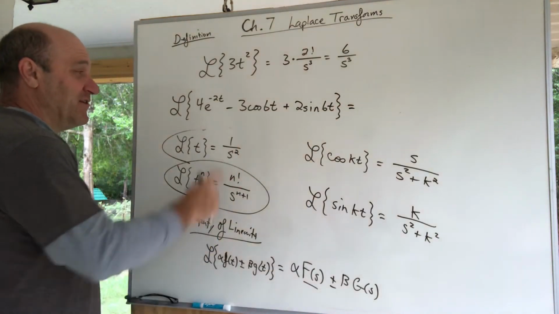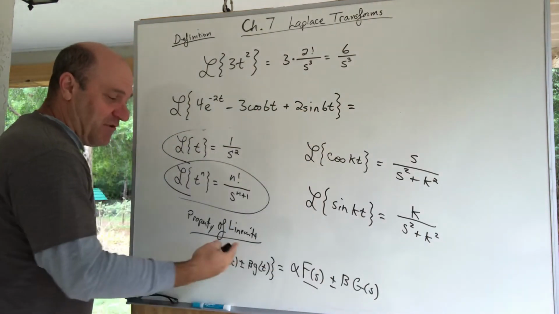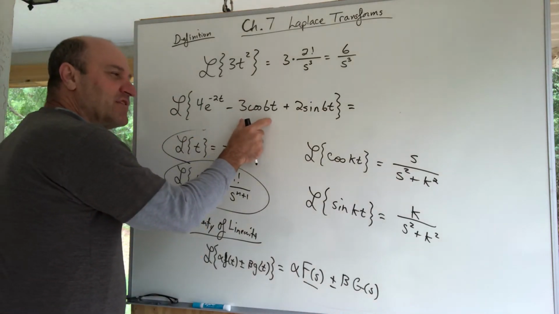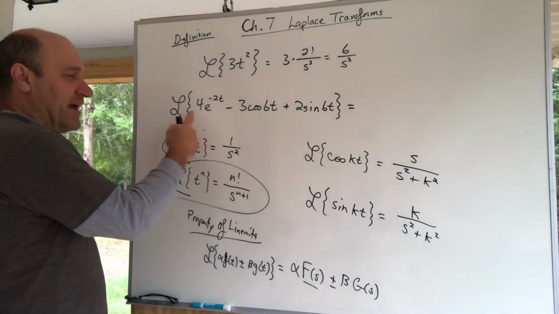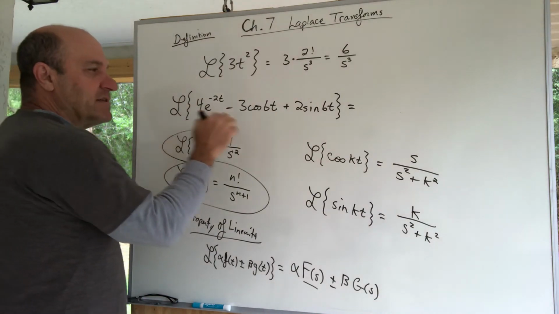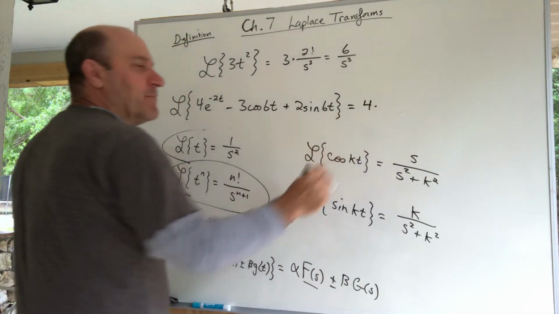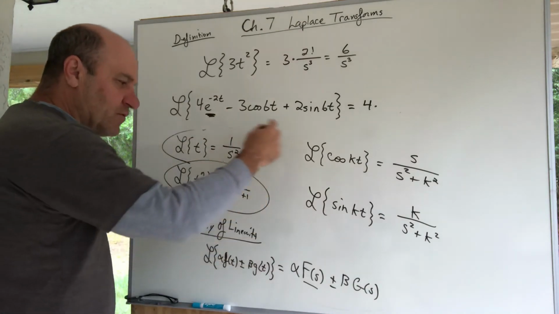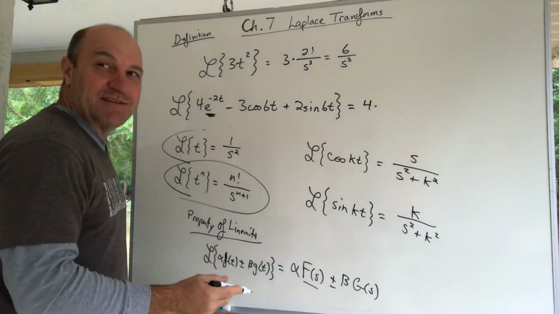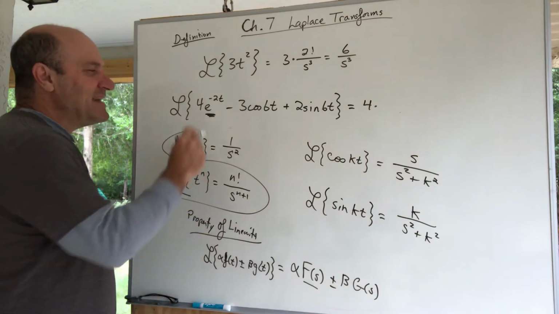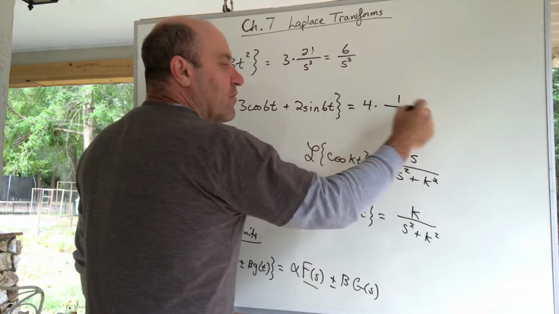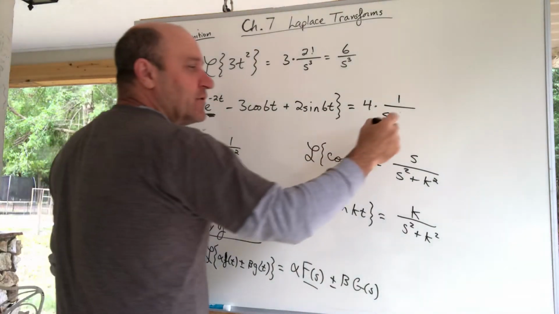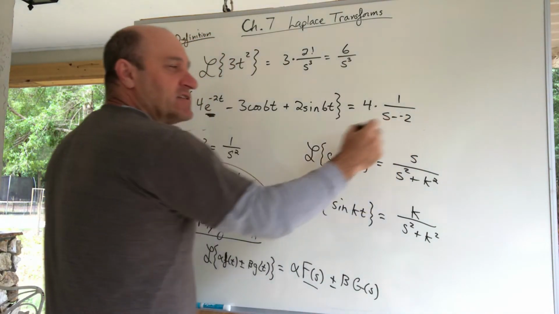You're allowed to do 3 separate Laplace transforms. Remember, that's what this says. The Laplace transform of him, the Laplace transform of him. And you're allowed to pull out the constants. So I'm pulling out the 4, and I'm doing the Laplace transform of e to the negative 2t. According to the rule that I just erased, it's 1 over s minus a, where a is negative 2 in this case. So that'll be 1 over s plus 2.